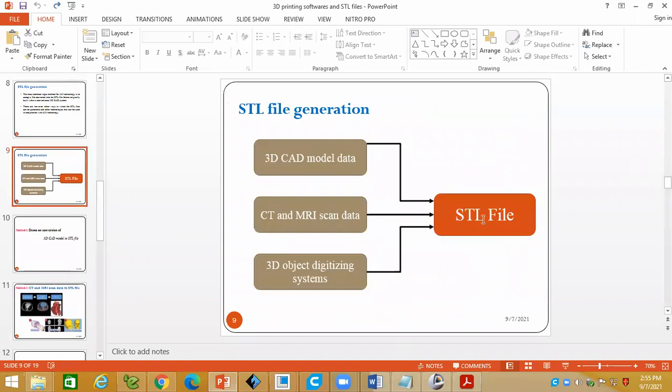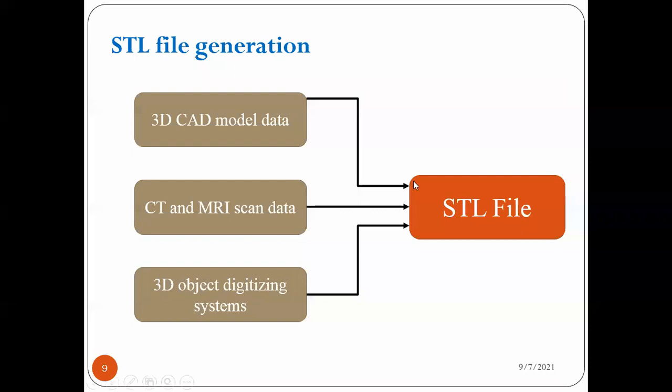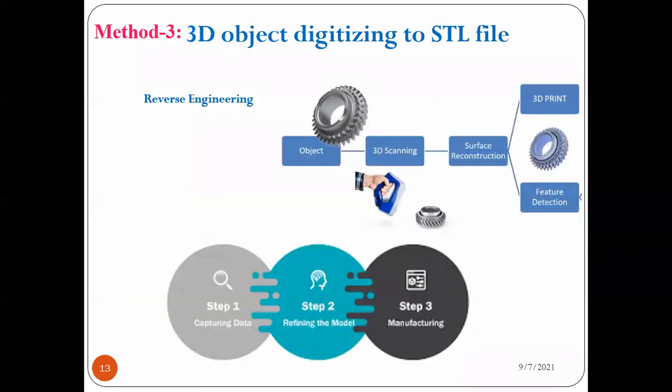CT/MR scan to STL file is over. Next, 3D object design system to STL file. How are they going to convert the point data to a CAD model, that you can see here. Majorly, this type of technique is used in reverse engineering. Suppose I want to make this physical model into a CAD model, a virtual model, they use the reverse engineering technique here.